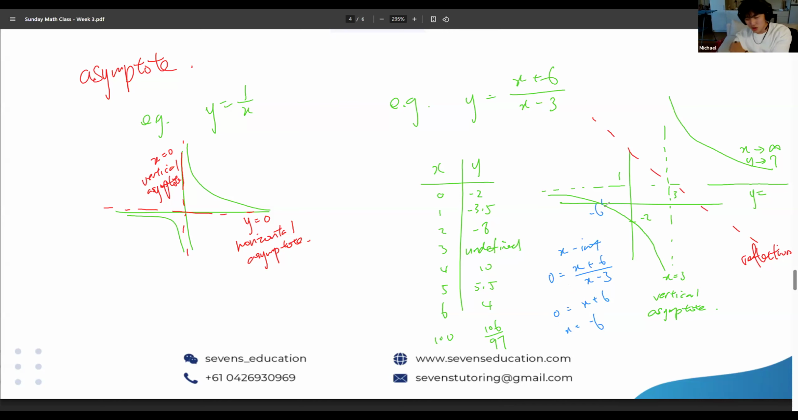If this doesn't convince you, you can always substitute -6 in and see what you get. Plugging in -6, you get 0 over -9, which is 0. Okay. So we get a point, -6 and 0, which is the x-intercept. Does that make sense?